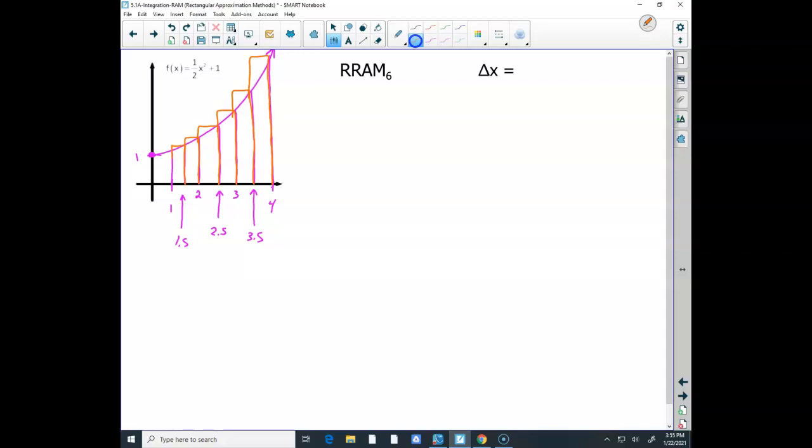And what I've got to do is take my width of a half times, this is going to be my first one. Now I drop the first endpoint, 1.5, plus, and I add the last one.